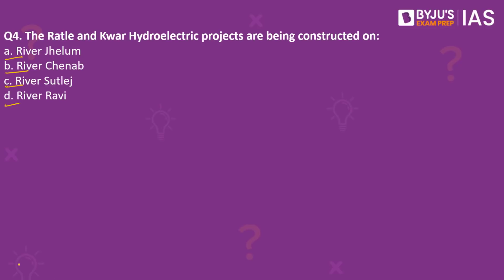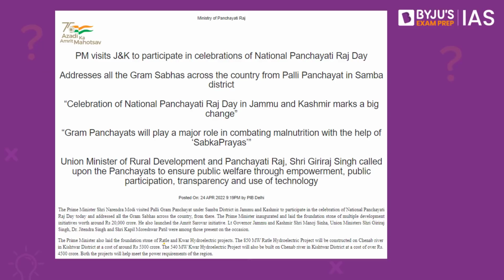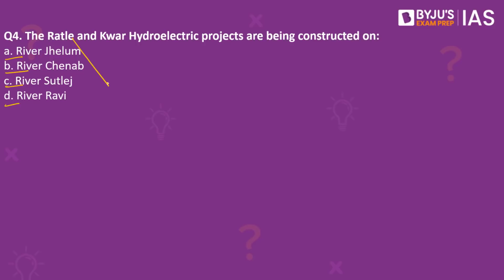What is the context? There is a reference to Ratle and Kwar hydroelectric projects in this PIB article today, and that is why we've taken up this question. See, the Ratle is a run-of-river hydroelectric power station on the Chenab River in Kishtwar district of Indian Union Territory of Jammu and Kashmir. It includes a 133-meter tall gravity dam and also two power stations adjacent to one another.